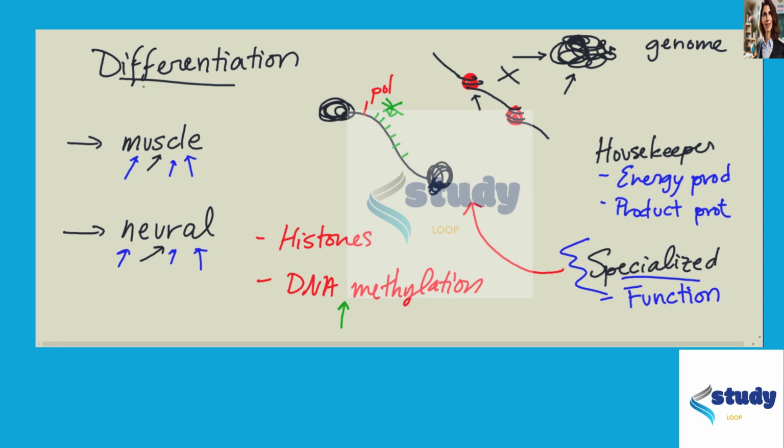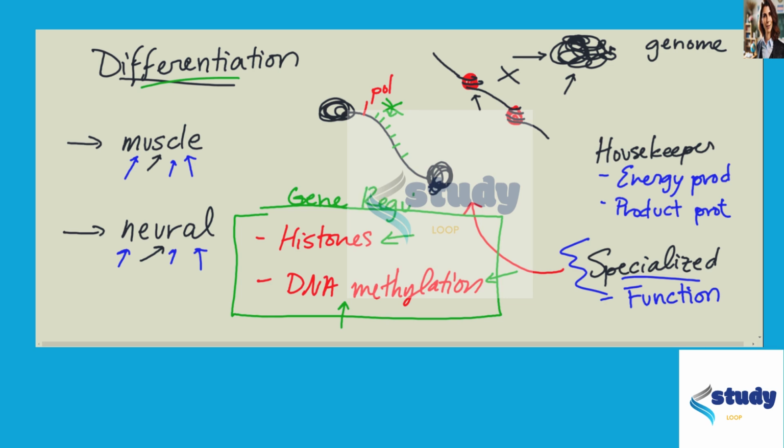So here, the whole reliance on differentiation between cells relies on the functions and modifications of histones and DNA methylation and other certain differences between gene regulation in these different types of cells.